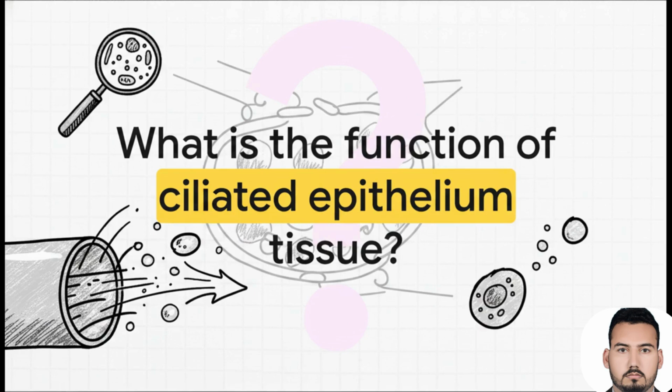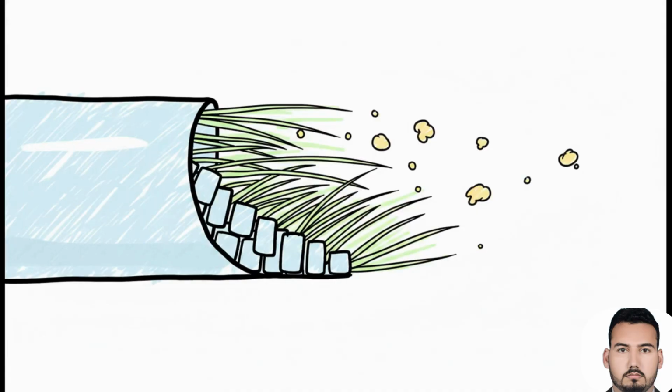What is the function of the ciliated epithelium tissue? Think back to that diagram we looked at. I'll give you a second. And the answer? It lines the tubes leading down to our lungs. Remember those little hair-like cilia waving together like grass in the wind, sweeping stuff out? That specialized motion is their exact function.